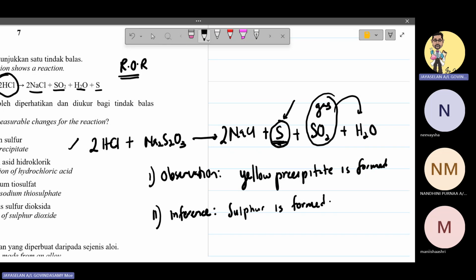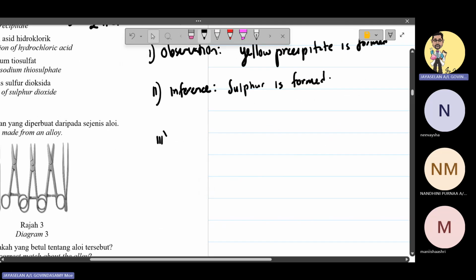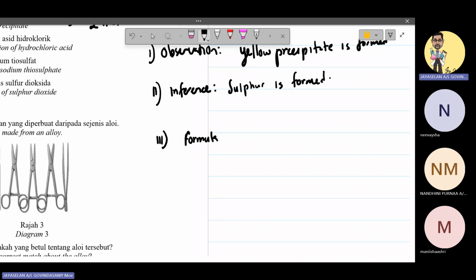Any question? You all see the book. I did all these answers in the book. Okay, study. Next one. Question number 3. What is the formula to calculate rate of reaction in this experiment? They will ask you to write the formula.